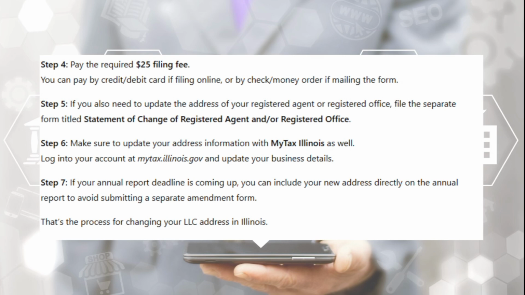Make sure to update your address information with MyTax Illinois as well. Then log into your account at the mytaxillinois.gov website and update your business details. If your annual report deadline is coming up, you can include your new address directly on the annual report to avoid submitting a separate amendment form.